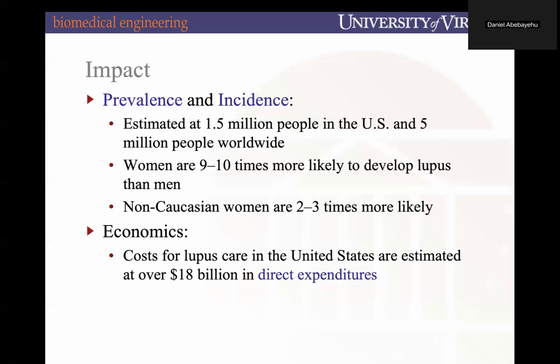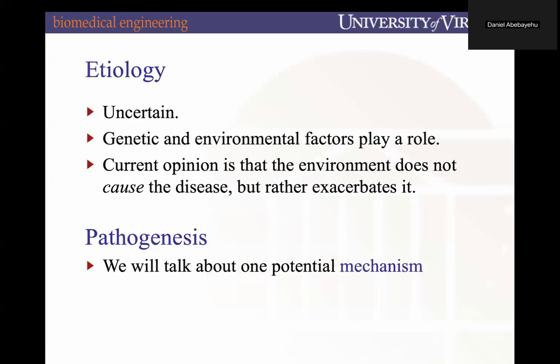So the direct expenditures for lupus in the United States is $18 billion. When we talk about direct expenditures, that's usually associated with treatment and therapy. Indirect expenditures are usually secondary effects of the disease. For example, an indirect expenditure would be loss of income, loss of property. It's just a lot of other secondary effects that are not directly tied to the treatment or therapy of the disease. The etiology, again, that's cause.